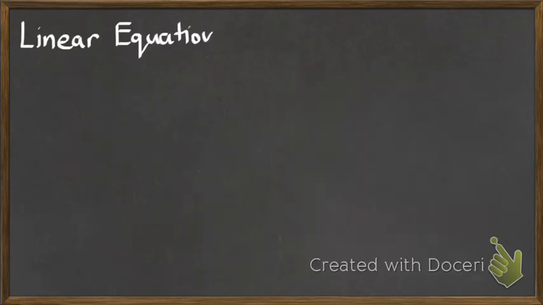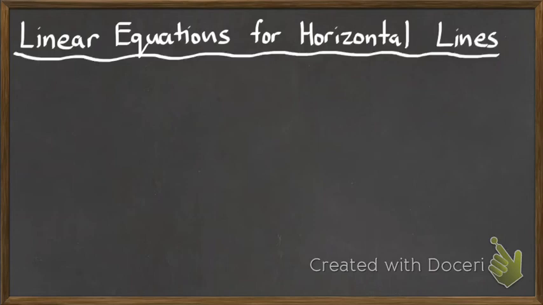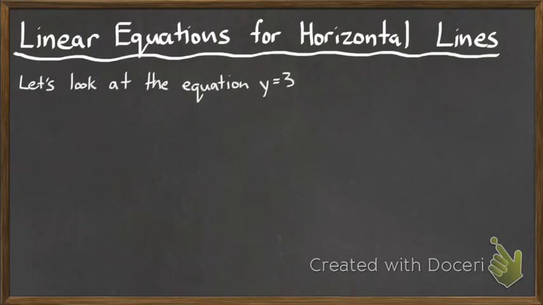Okay, now what about if we have linear equations that are horizontal lines? So what do these look like? So let's look at the equation y equals 3. So what does it look like when we graph this? So first, what I'm going to do is give myself a table of values, and let's just plug in some values for x and see what happens and what do we get for y. So let's plug in 1, 2, and 3.